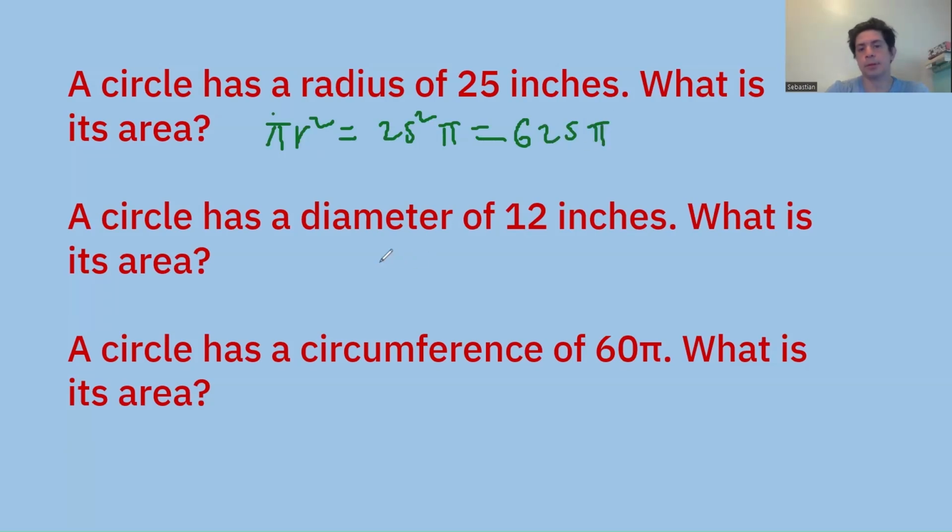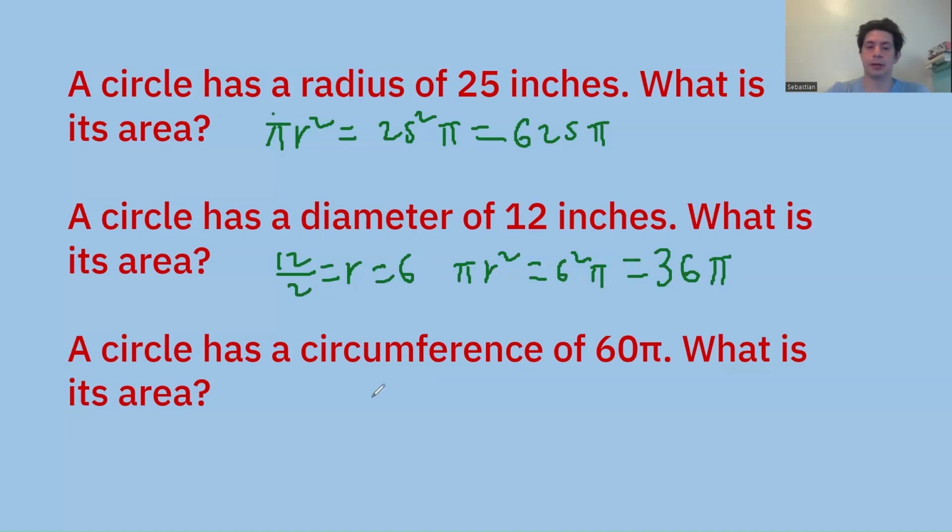Okay. A circle has diameter 12 inches, what's its area? First we divide the diameter by 2 to get the radius. So that equals 6, and then we plug into the equation: pi r squared equals 6 squared pi equals 36 pi. Great.